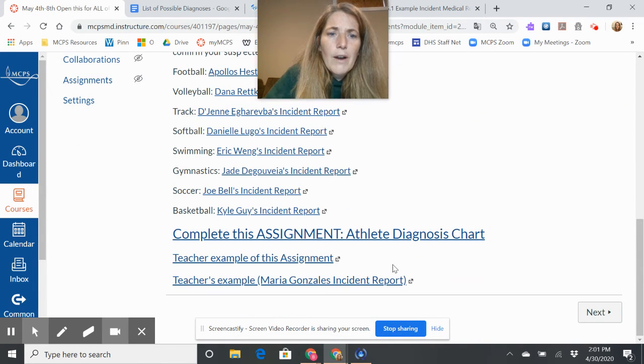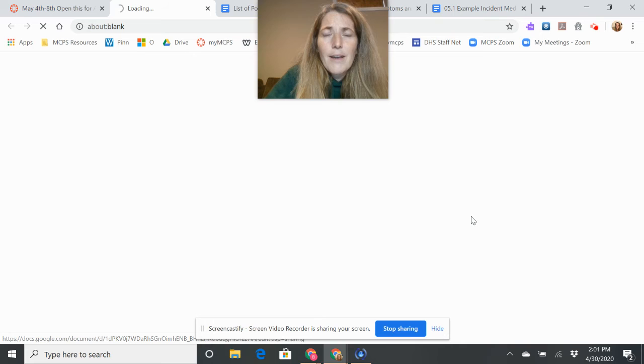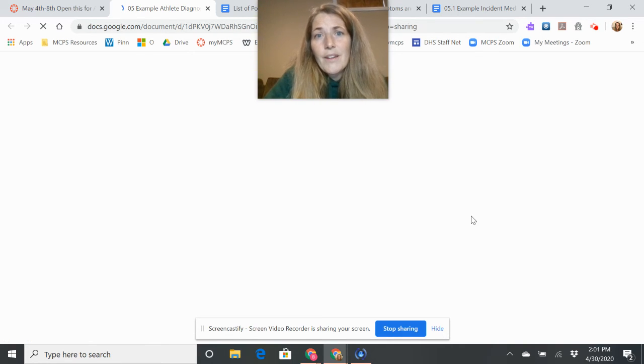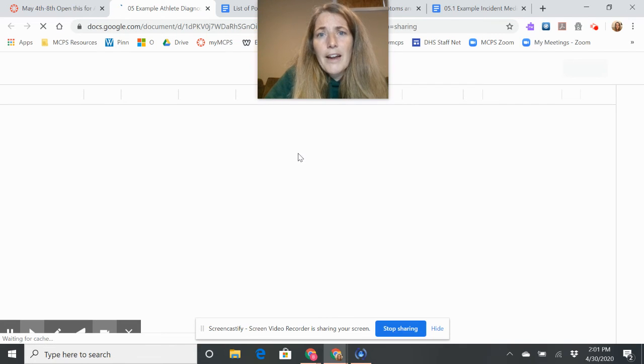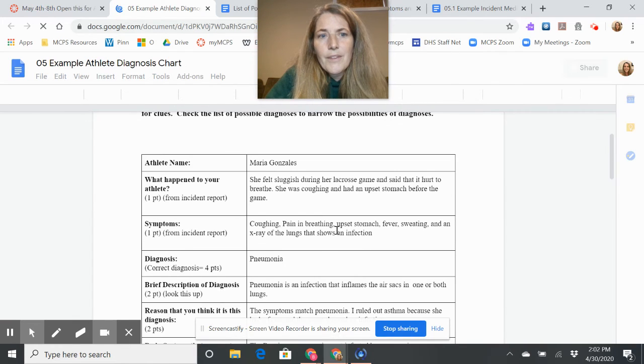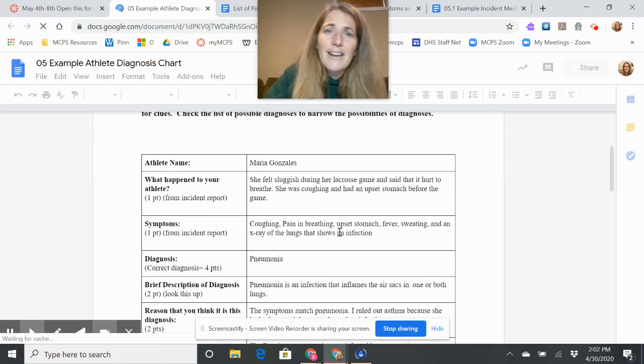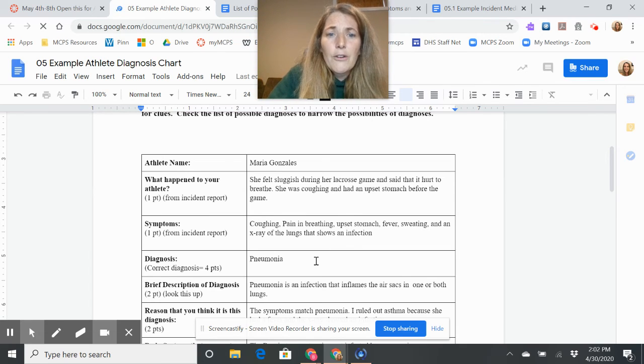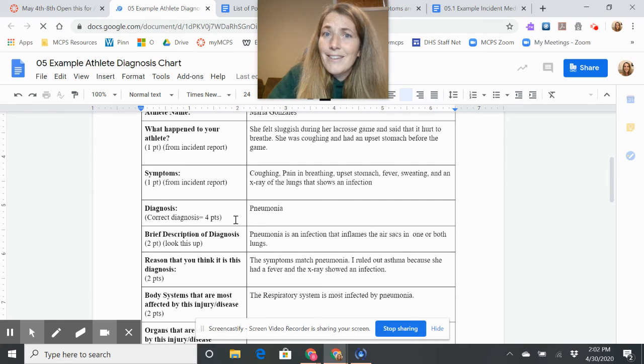So then when I go to fill out her assignment, I'm just filling out this chart, and I am saying that I am diagnosing Maria Gonzalez. This is what happened to her. I got that right off of the athlete report. These were the symptoms. I got that off of the text at the top, the text at the bottom, and the list at the bottom. So both places, those are symptoms. I am diagnosing her with pneumonia. You'll notice it's 4 points to get it correct. If you get a wrong diagnosis, you're not getting full credit for this.